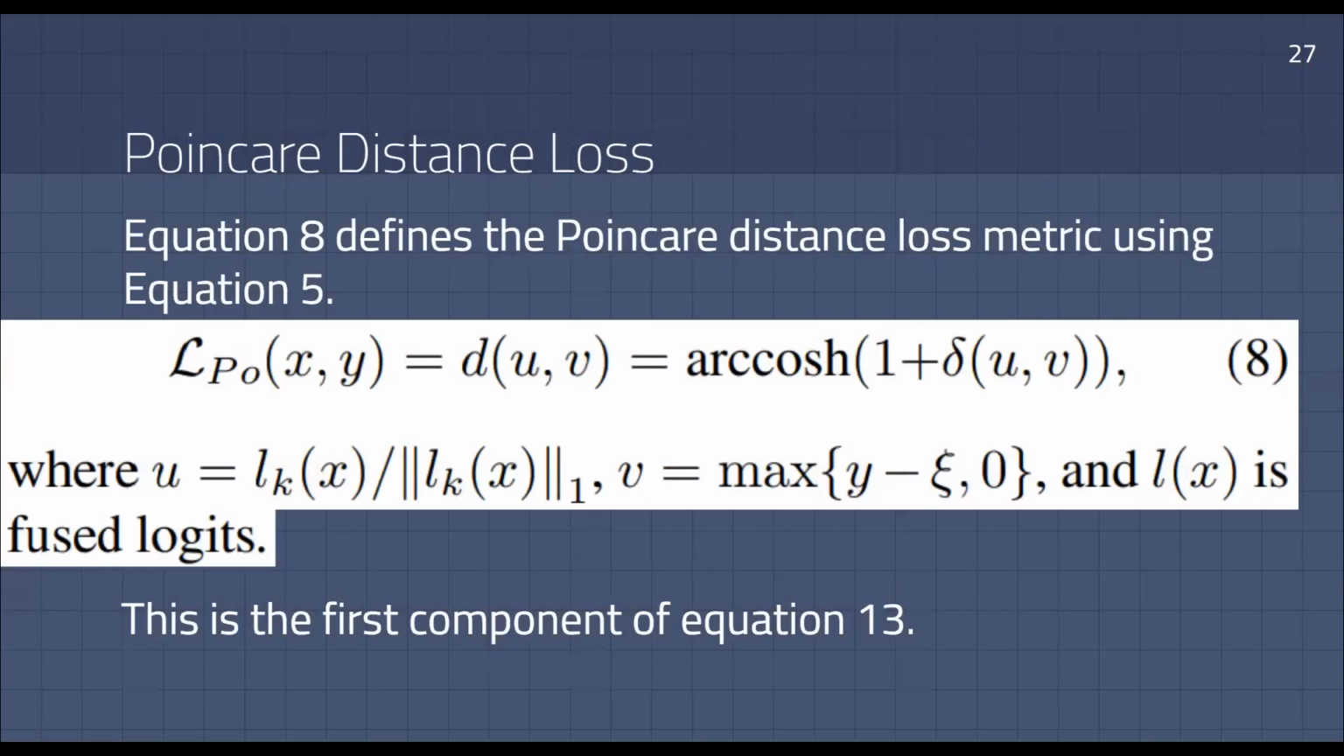So this equation here is the same Poincare distance. It's just a bit more of an explanation of how U and V are found. But as I said, U is the fused logits, V are the one-hot encoded target labels.